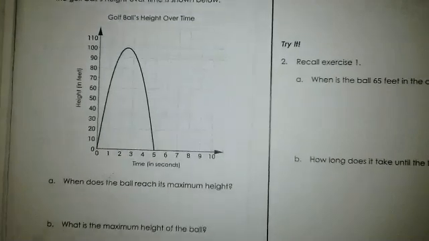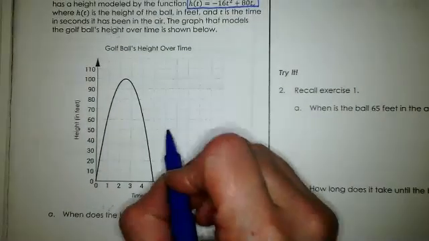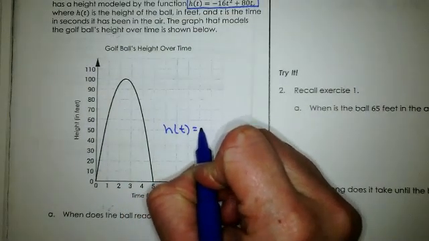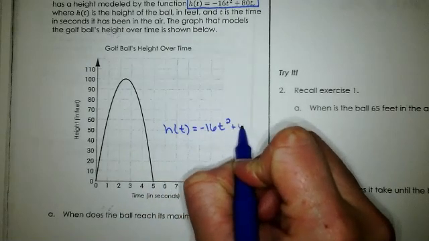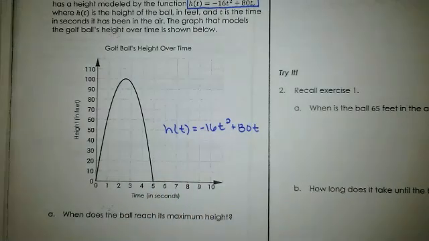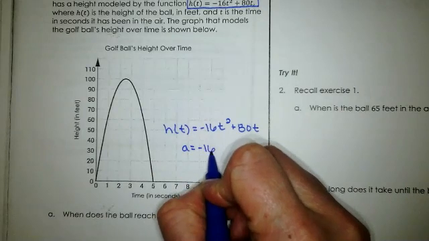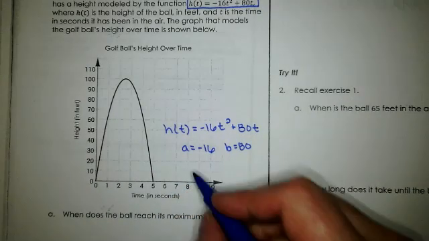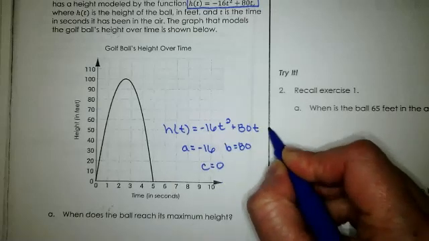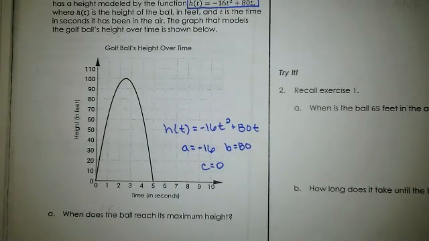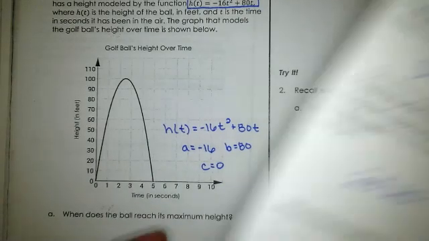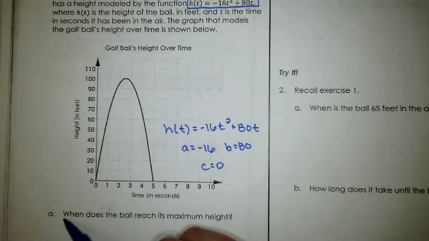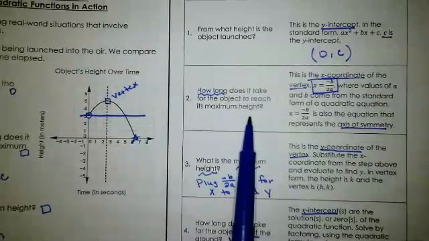When does the ball reach its maximum height? So in our equation, h(t) = -16t² + 80t, our a value is -16, our b value is 80, and our c value is 0, because there's no constant on the end. If we're looking for maximum height, and we want to know when it reaches its maximum height, we're solving for time, so how long does it take it to get there?